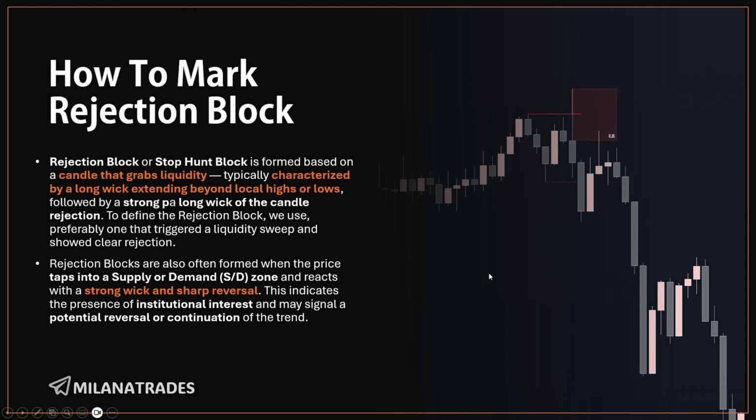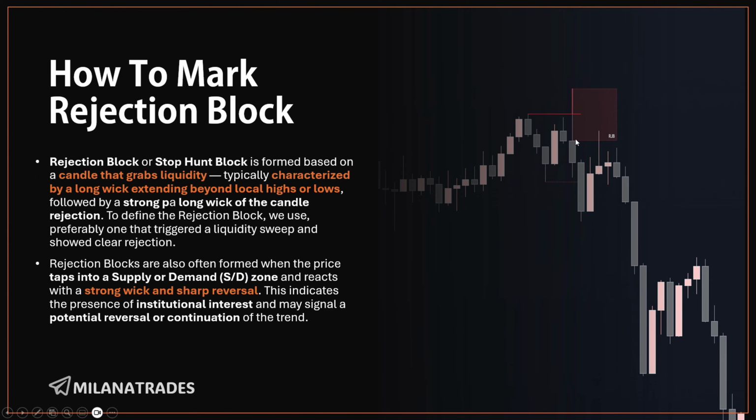How do you actually mark a rejection block on your chart? To mark a rejection block, you first need to identify a candle that tapped into a zone of interest. It can be a supply-demand area or order block, and then showed a strong rejection, or a candle that triggered a liquidity sweep and showed a clear rejection. This candle usually has a long wick and small body, or it's followed by a sharp reversal in the opposite direction. Once you've found this candle, you need to mark the wick area.